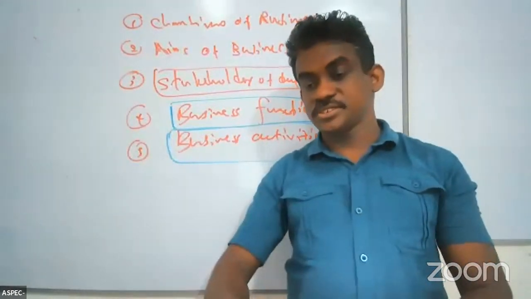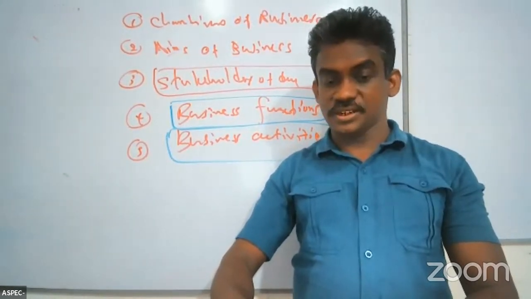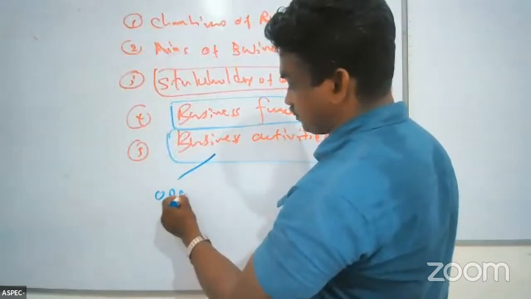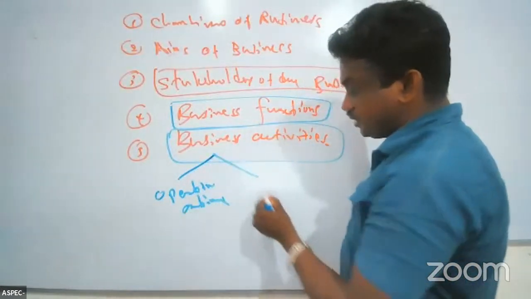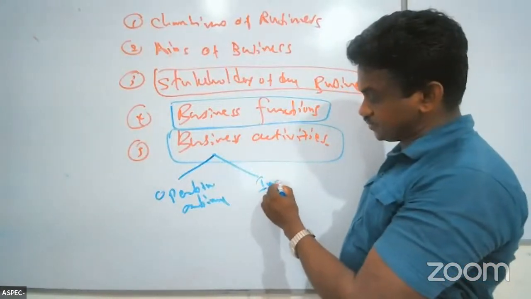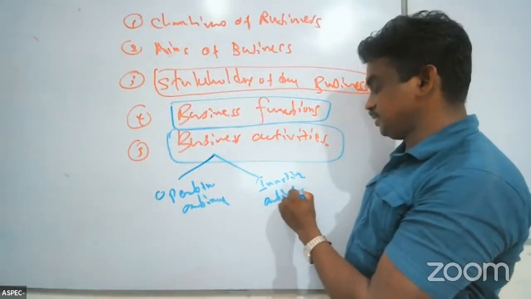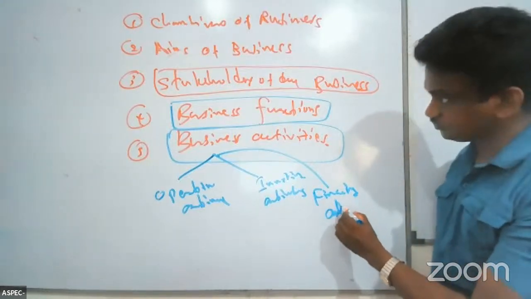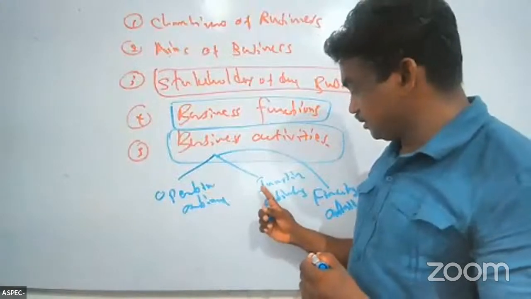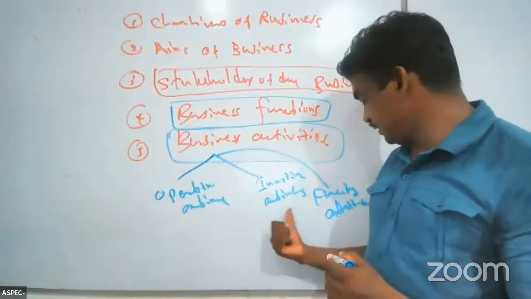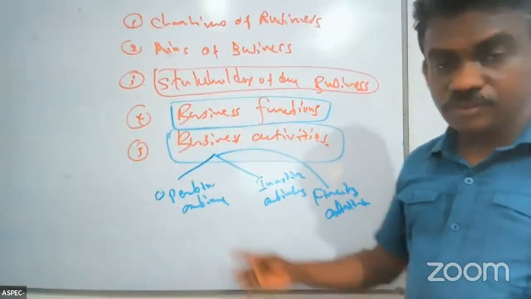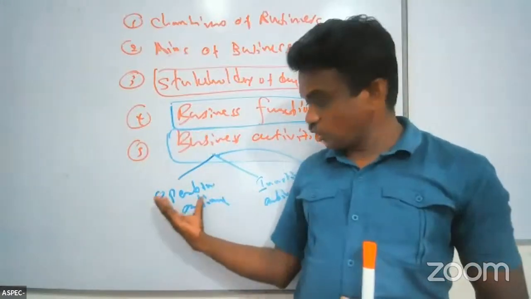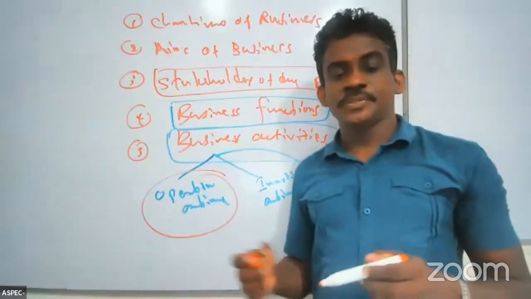Then business activities. What are the business activities? We identify three major business activities: operating activities, investment activities, and financial activities. Under operating activities, what we discuss: manufacturing, distribution, storage, selling, transportation, promotion, advertising, the operational activities of the business. Very easy. Then investment activities.